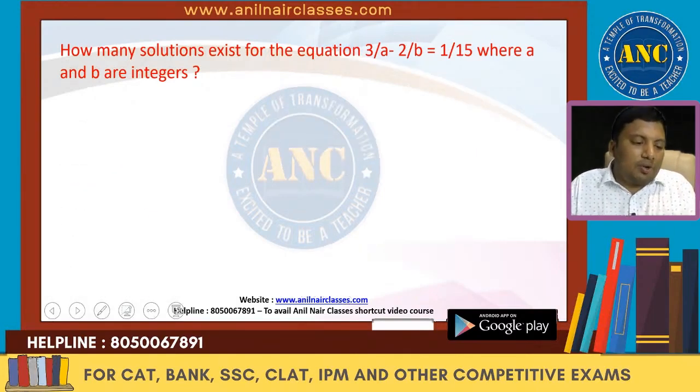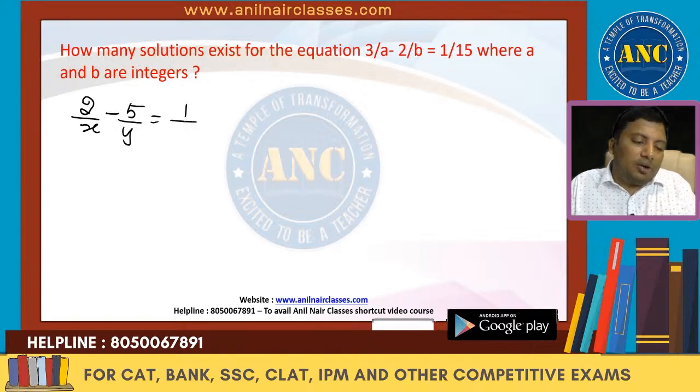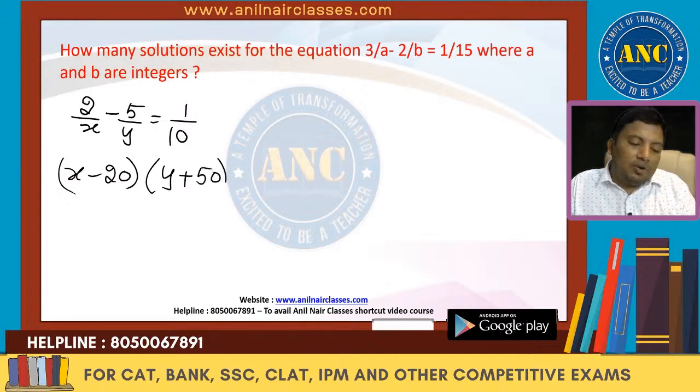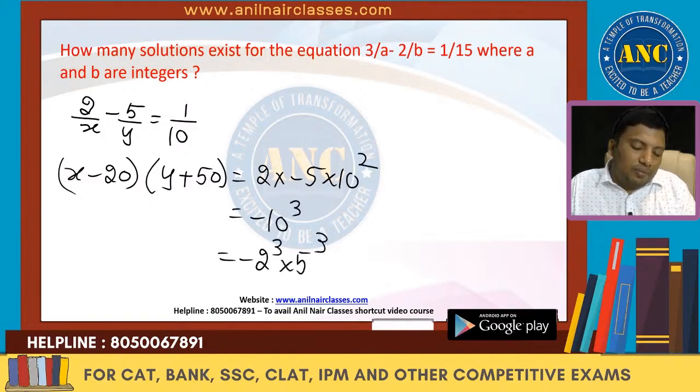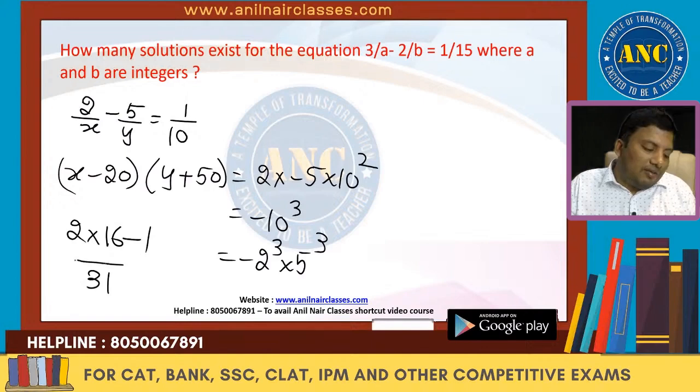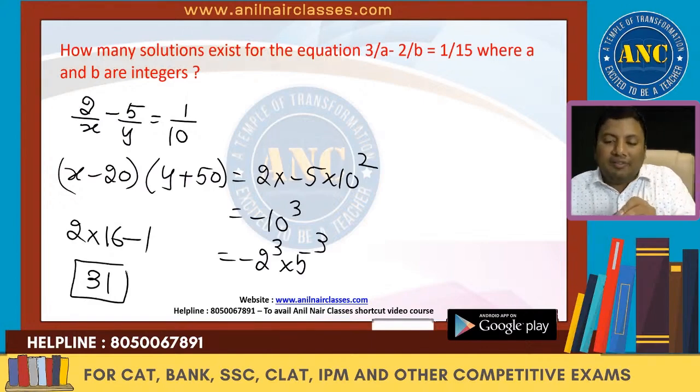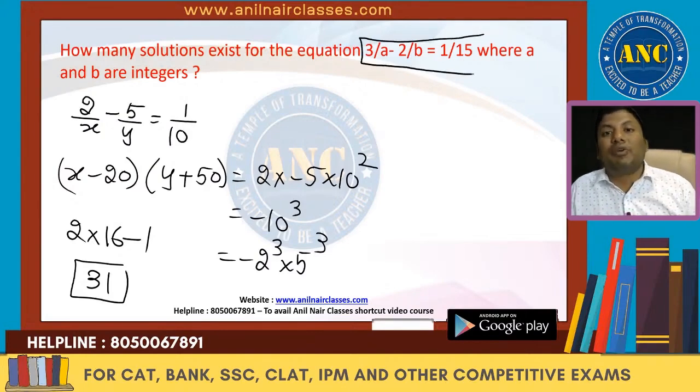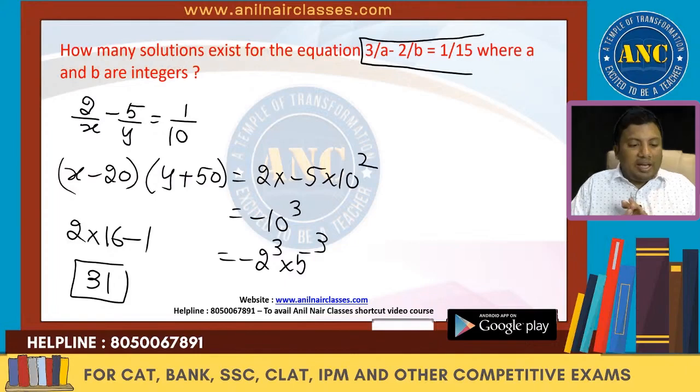Suppose the question is 2 by x minus 5 by y equivalent to 1 by 10. What will be the answer? X minus AC, y minus BC equivalent to A into B into C square. So this is nothing but minus 10 cube. So it is minus 2 cube into 5 cube. 4 into 4, 16, into 2 minus 1. Directly within 5 to 10 seconds you will get the answer for this highly repeated problem if you have listened to this class. I hope the idea is clear.